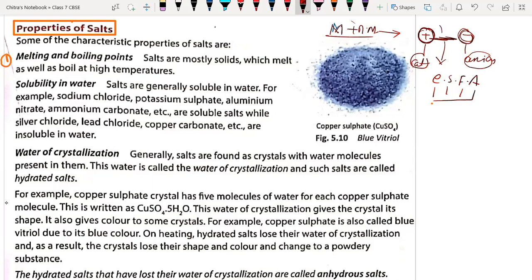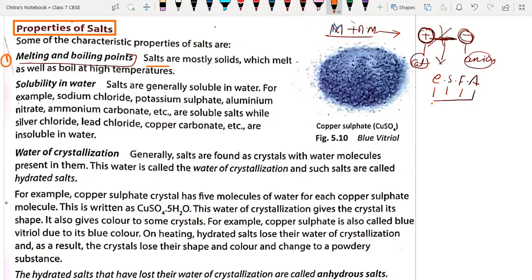Hence, to break that bond, a large amount of energy is required. That's why the melting point and boiling point of an ionic compound, or we can say salt, is very high. So let's discuss from the notes now. Melting and boiling point we are going to discuss first. This is our first point to discuss.